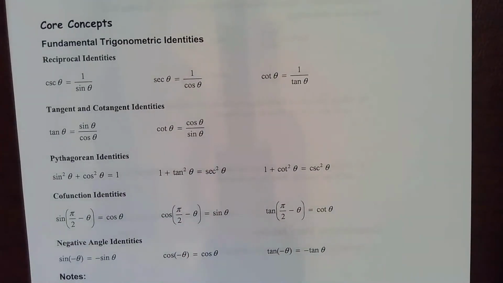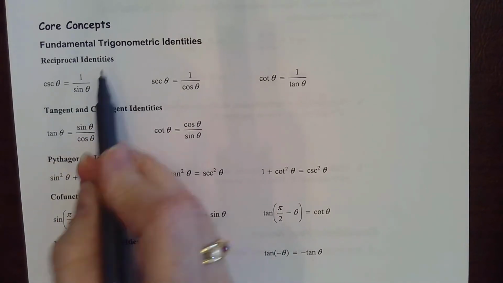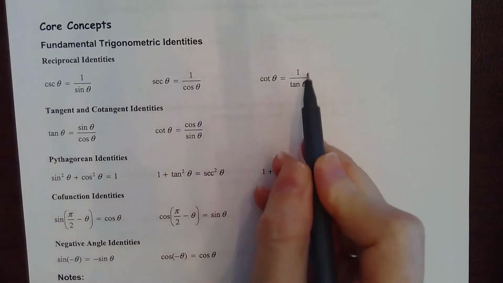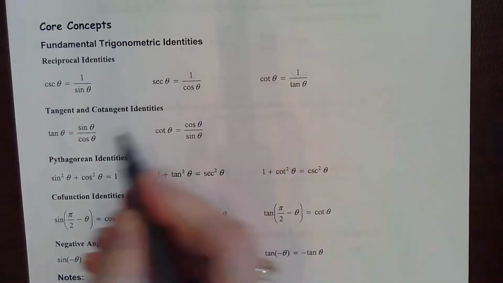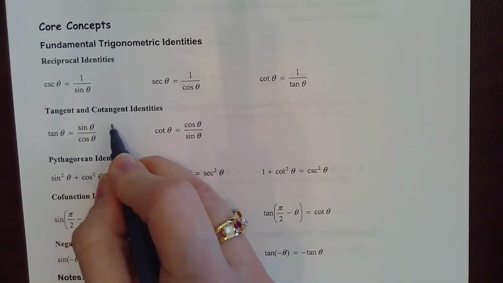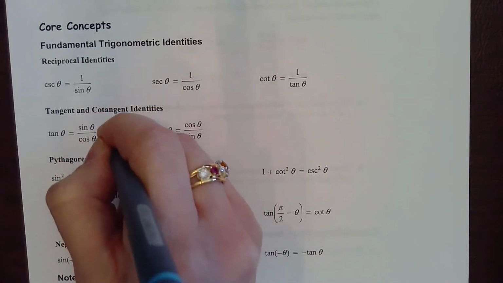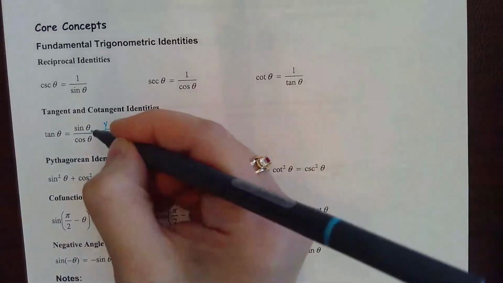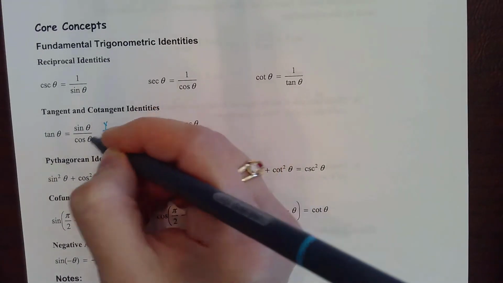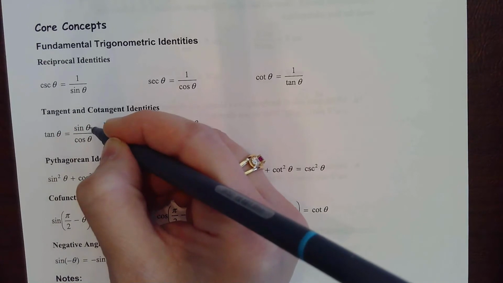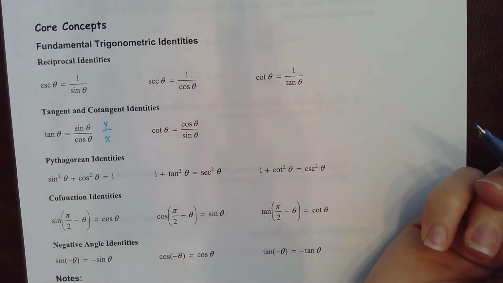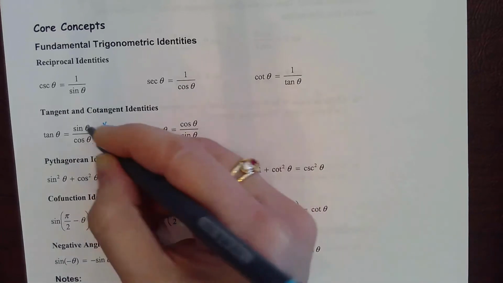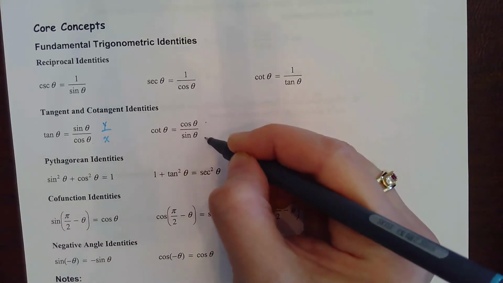So for example, these are all our reciprocal identities. Cosecant of theta is 1 over sine, secant is 1 over cosine, cotangent is 1 over tangent, okay? Makes sense. Remember, tangent is the distance of y over x, right? Opposite over adjacent, which, thinking back to that unit circle, was the distance y over x. Since sine is y and cosine is x, we could call tangent sine over cosine. Likewise, cotangent is the reciprocal of tangent, so we could just flip that, and then cotangent could be cosine over sine.